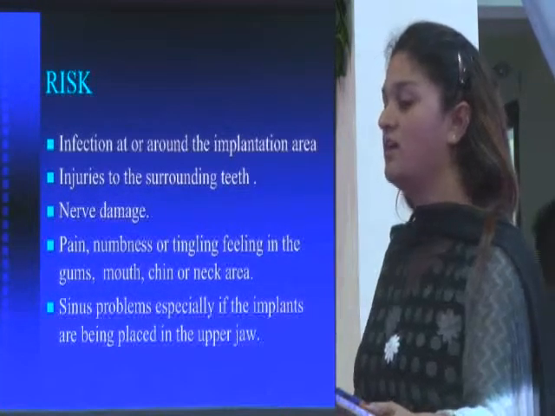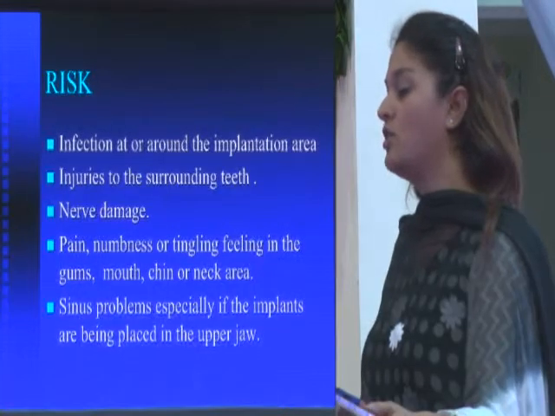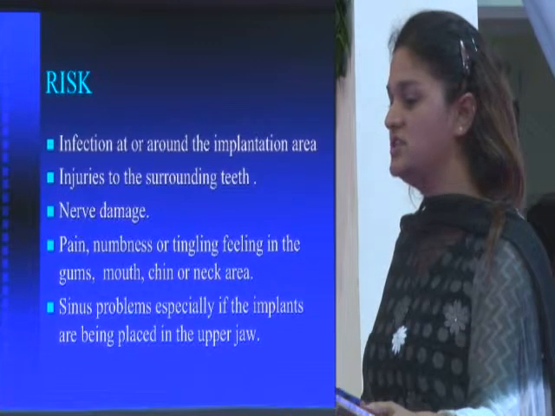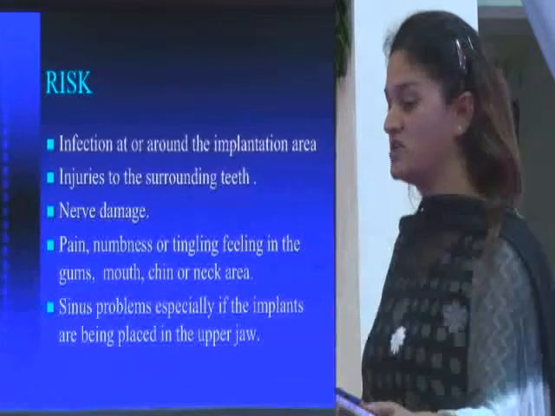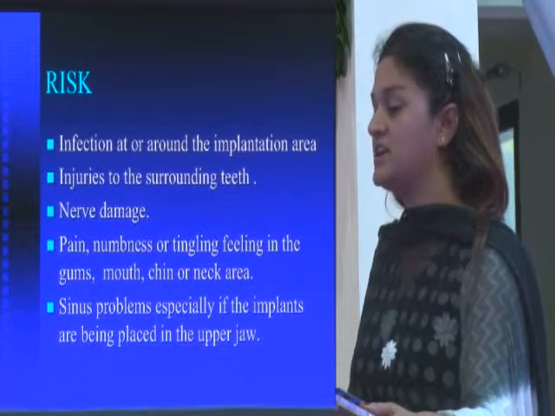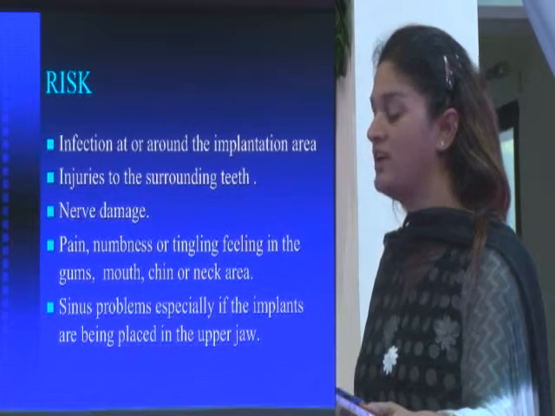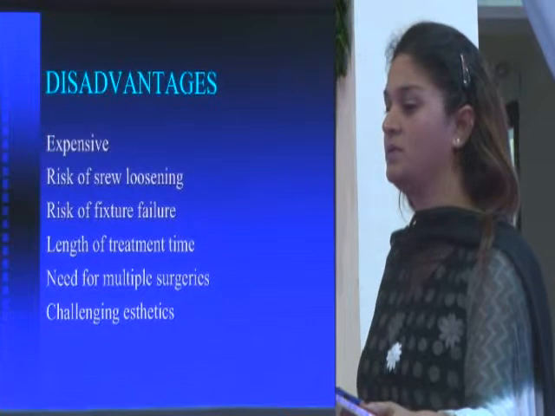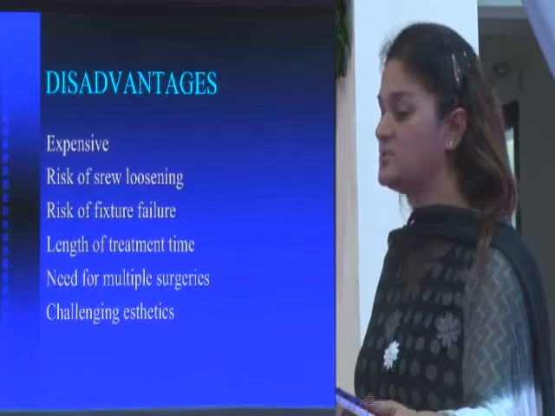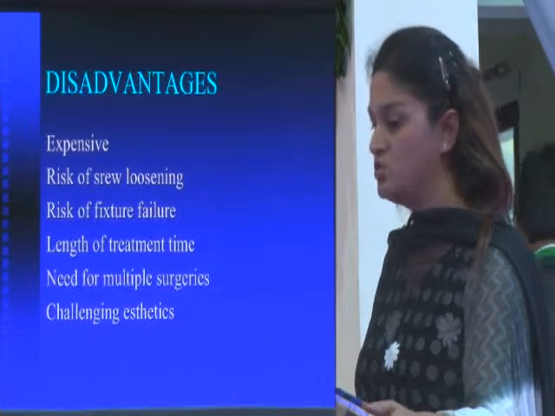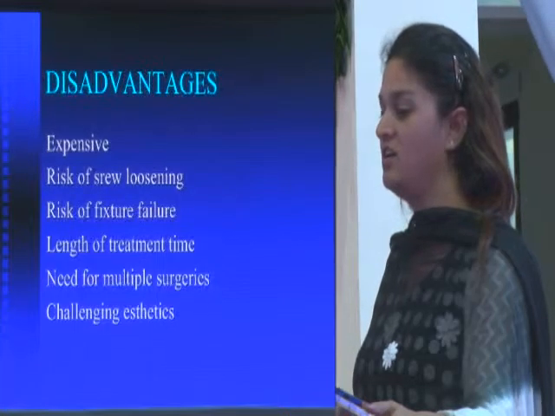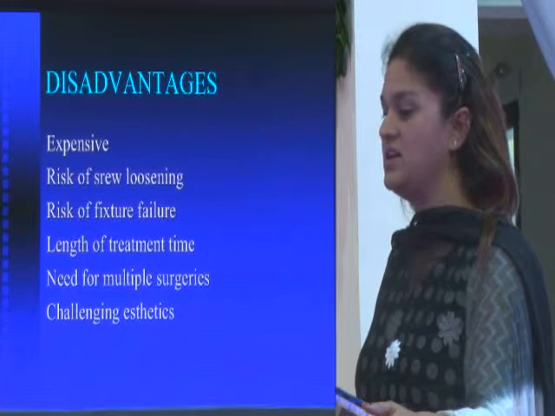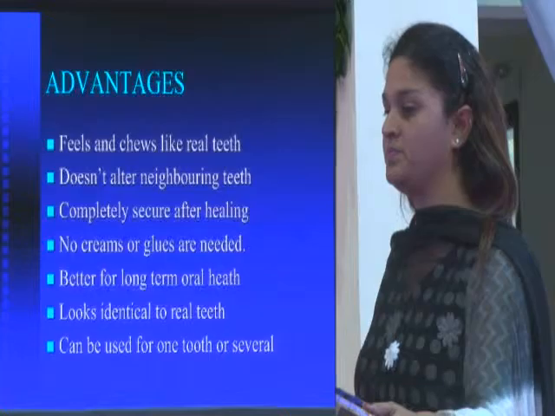The risks involved are the infection at or around the implantation area. There may be injuries to the surrounding teeth. There could be nerve damage as well. Pain, numbness, tingling feeling in the gums, mouth, chin, or neck area. Sinus problems, especially if the implants are being placed in the upper jaw. The disadvantages are expensive, risk of screw loosening, risk of fixture failure, length of treatment time is more, need for multiple surgeries, and challenging aesthetics.